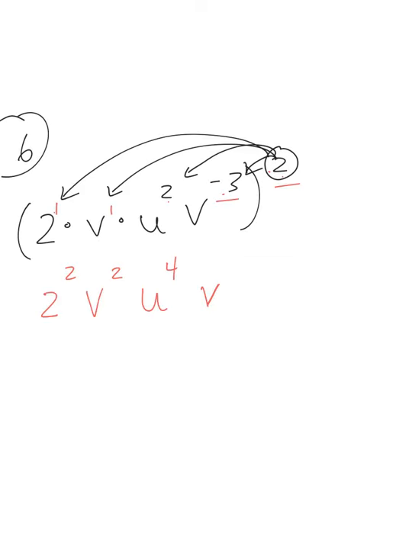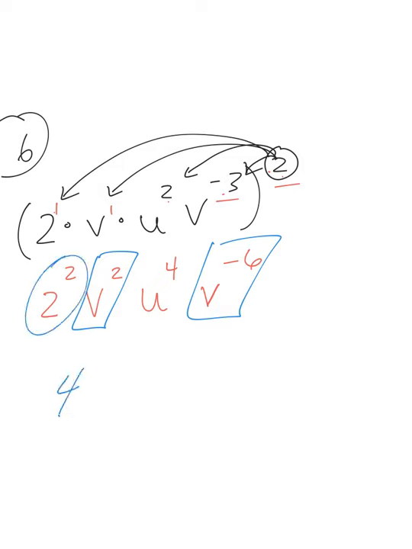So negative 3 times 2. Negative 6. All right, now clean it up. Do you have any variables that are the same? You have the two 2s. Aren't the v's the same? Can I add those exponents on the v's? Yes, I have like bases. Negative 4. I'm going to reduce that to 4.